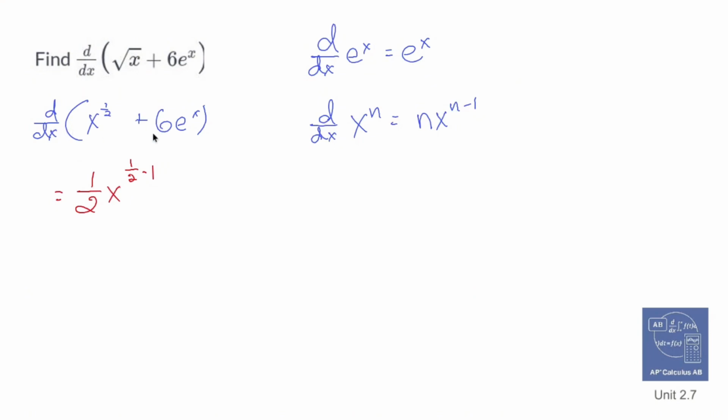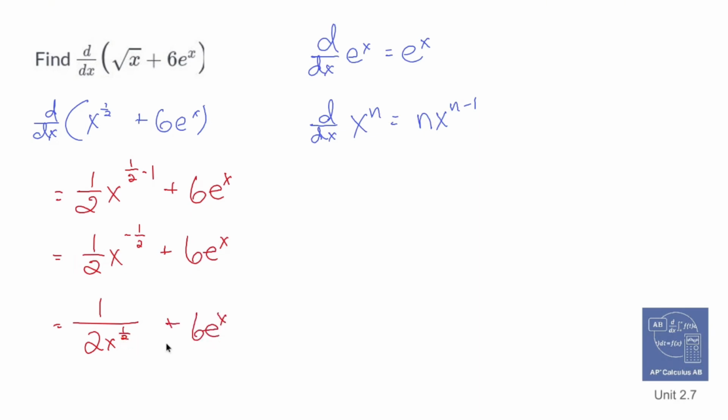If I were to take the derivative of 6e to the x, the coefficient doesn't change, and e to the x is still e to the x. Easy peasy lemon squeezy. Now this is just the guy that I have to do a little bit of work with. So you become 1/2 x to the negative 1/2 plus 6e to the x, right? Since that's x to the negative 1/2, let's drop that down to the denominator and make that x to the positive 1/2 plus 6e to the x, like so.